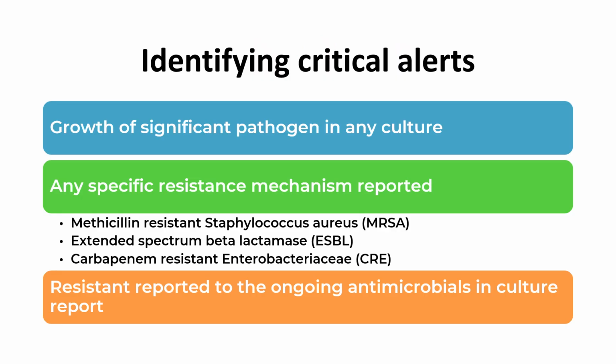What about the critical alerts that we get? Say, growth of a pathogen from a critical sample like blood or CSF needs to be immediately informed to the clinicians. Any resistance mechanism such as MRSA, ESBL, CRE, VRE needs to be immediately informed to the clinicians for the immediate necessary measures such as transmission-based precautions and immediate empirical therapy.